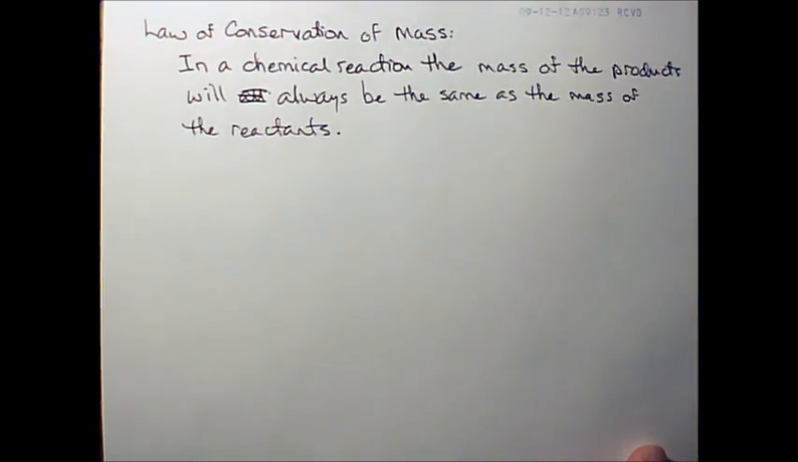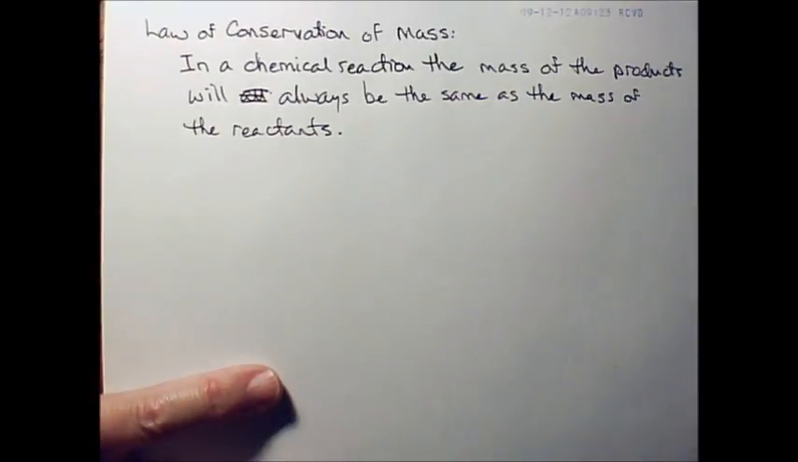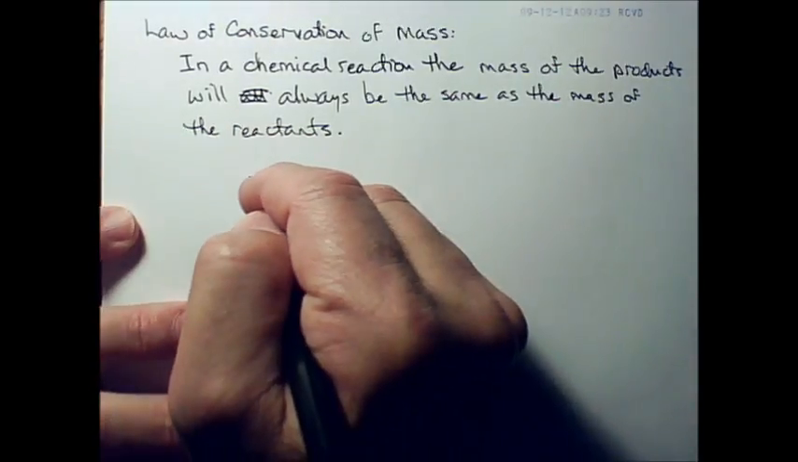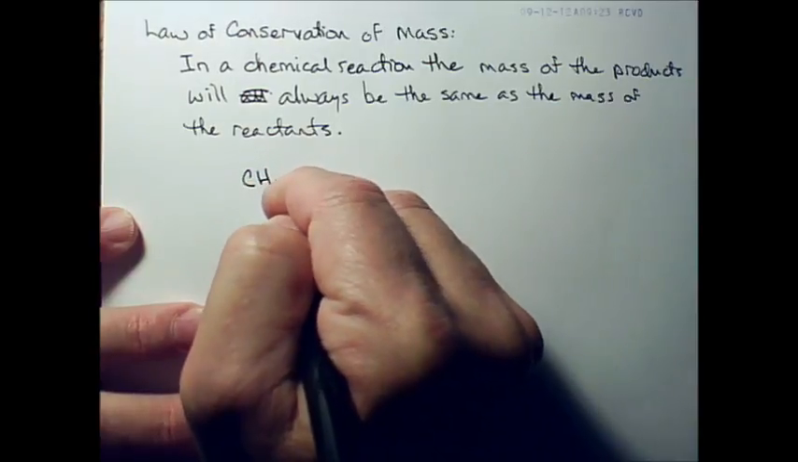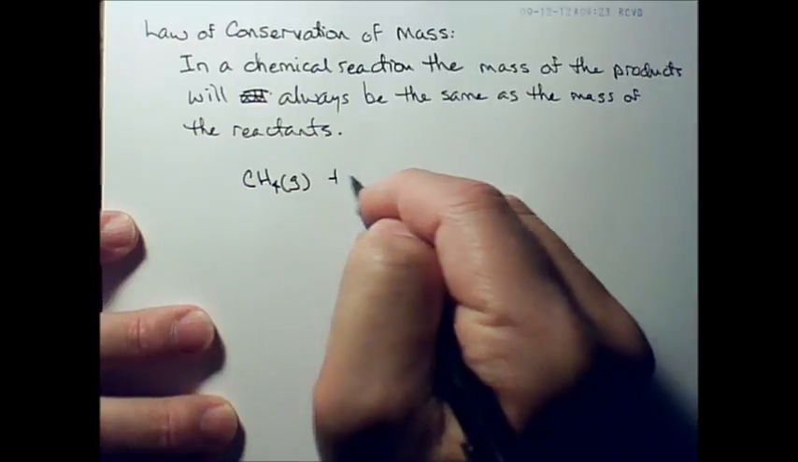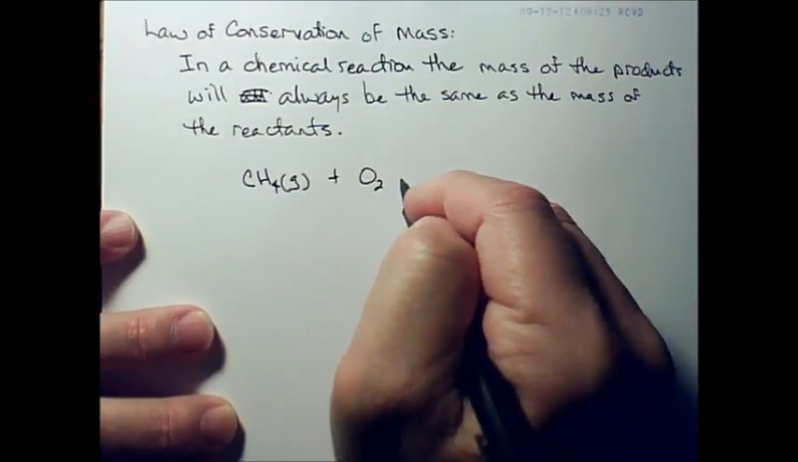So the law of conservation of mass says that the mass of the products will always equal the mass of the reactants. So if I'm performing some kind of chemical reaction, let's say I'm going to burn methane. When I did the demonstration where I lit my hands on fire with the bubbles, I was burning methane. So methane is CH4, it's a gas, and I burn it by reacting it with oxygen, which is also a gas.